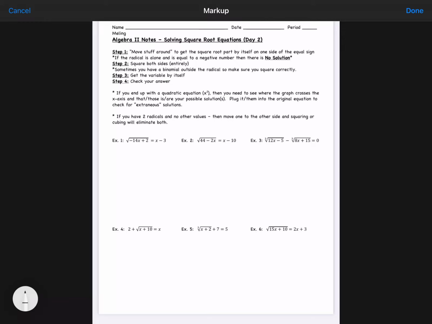And you can see I have a few little helpers here. If you end up with a quadratic equation, you need to make sure that you check on your solutions, plug them into the original equation, not your new equation. And if you have two radicals and no other values, then move one to the other side by squaring, and squaring or cubing will eliminate both of those.